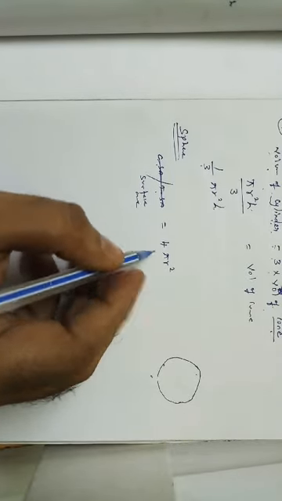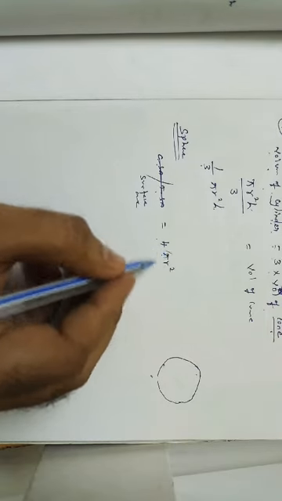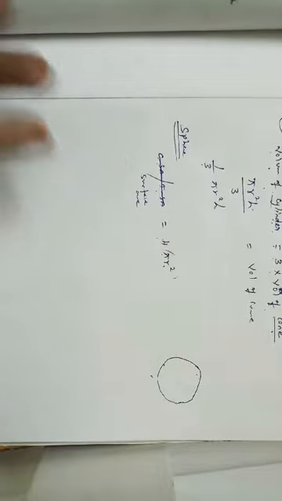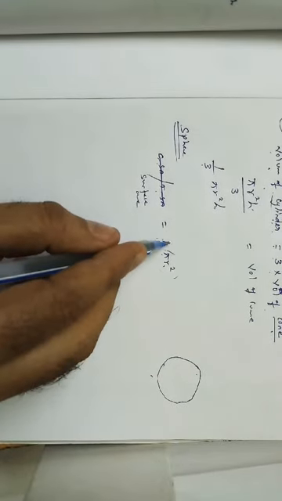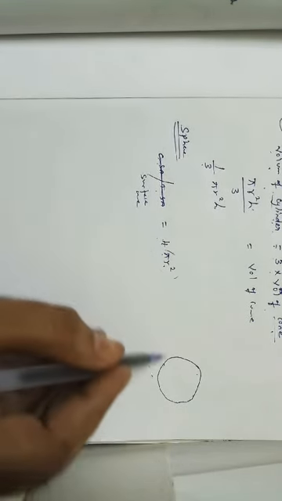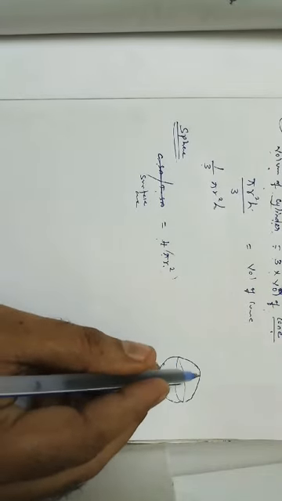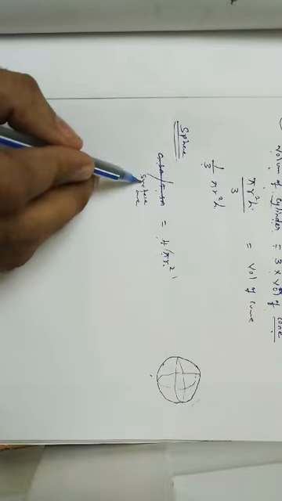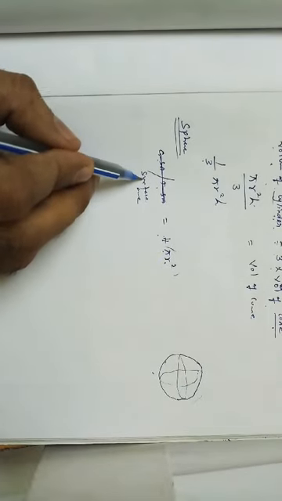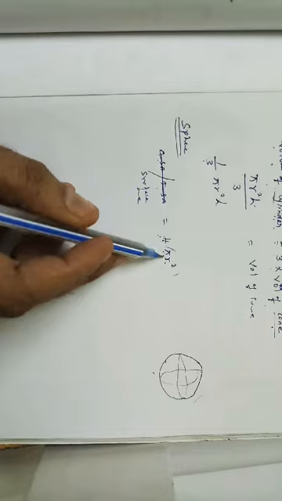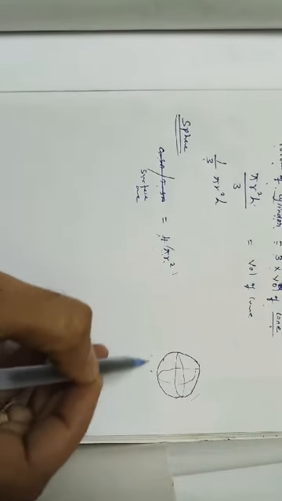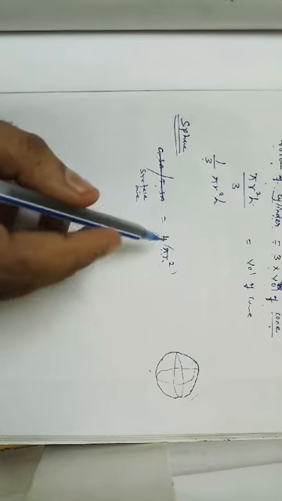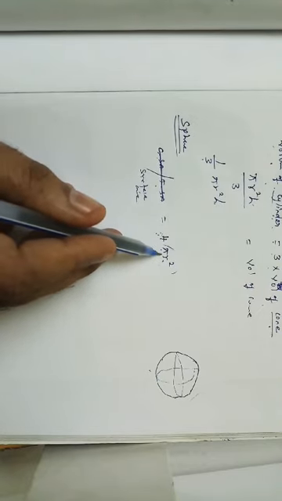Surface area of a sphere is nothing but 4 pi r square. Pi r square is the area of a circle, right? So it is 4 times the area of a circle. While we are calculating 4 times the area of a circle, we get the complete surface area of a sphere. Understood? So the surface area of a sphere is nothing but 4 times the area of a circle.